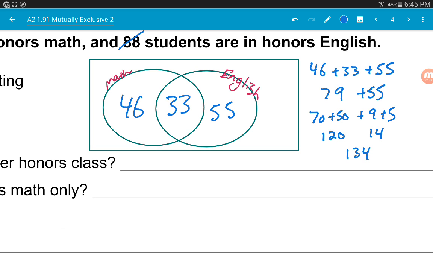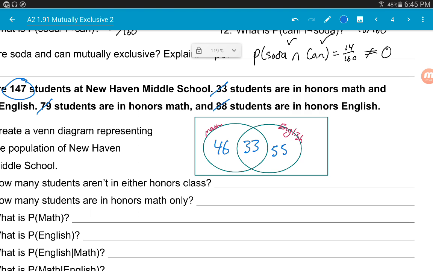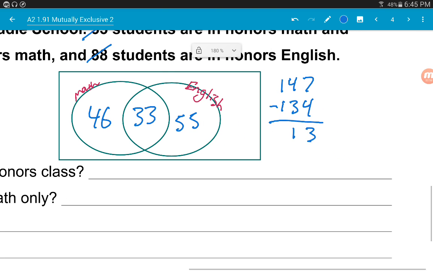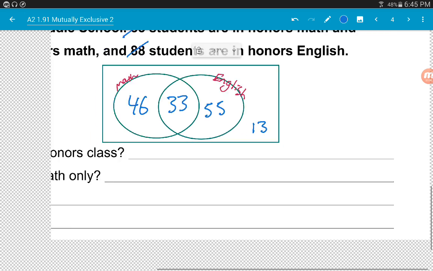So here's what I'm going to do. That means that I have 134 people inside the circle. But I'm supposed to have 147. So 147 minus the 134 that are already present leaves us with 13 students unaccounted for. Those 13 are not in either of the honors classes. They might be in no honors, they might be in honors science, we don't know, but they're on the outside in this case, so that's where we're going to put them.